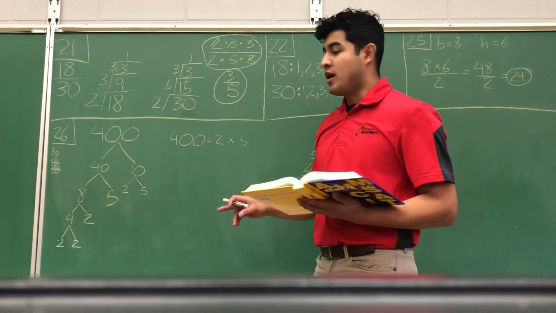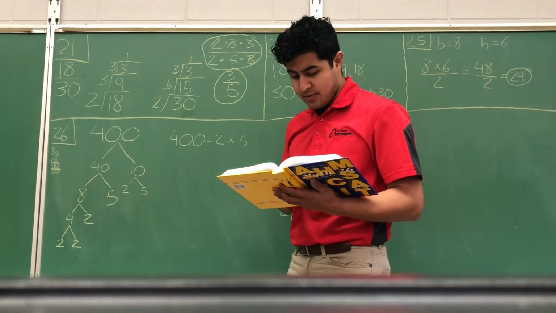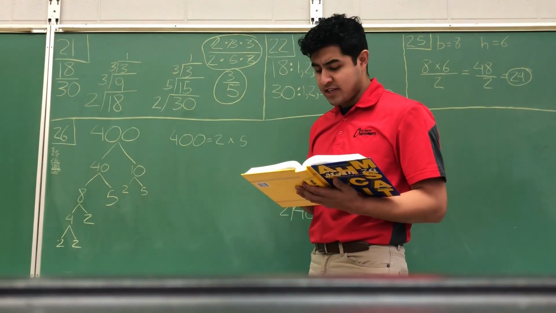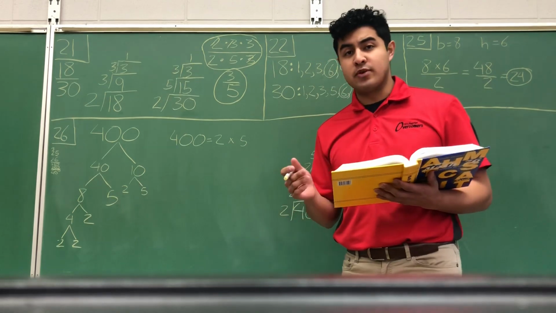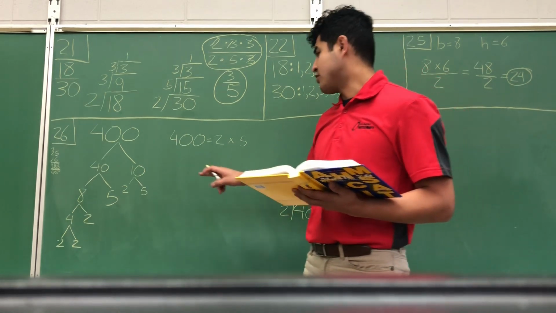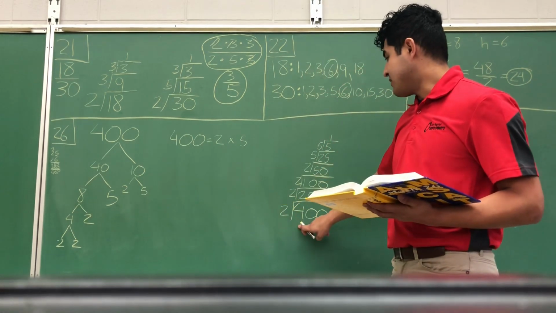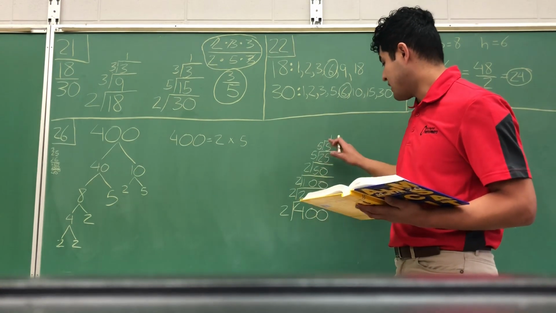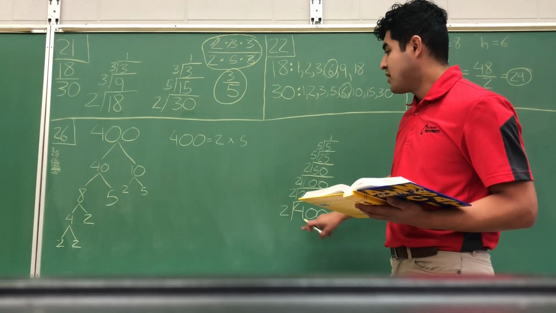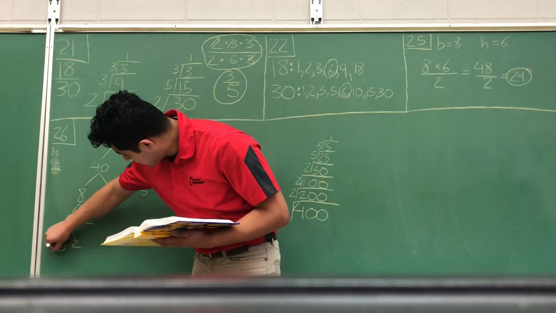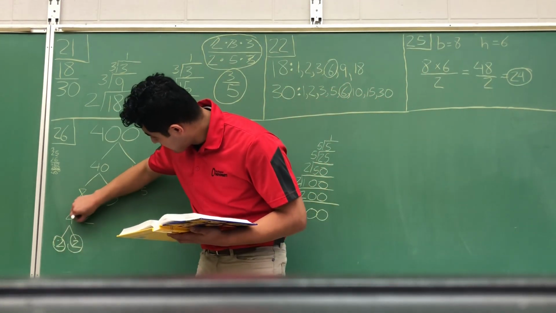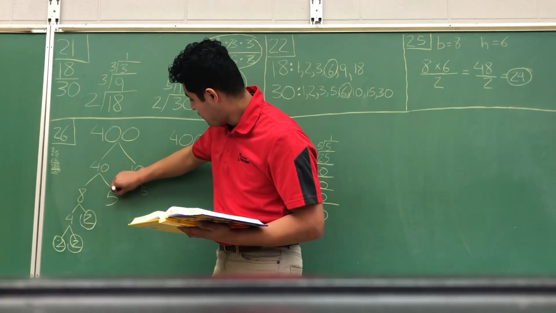Now, they're asking at the end, let me see here, to write the prime factorization of 400 using exponents, okay? And I want to explain that right here. So we'll hop over here. I wrote this out, stacking it like we usually do, but I can show you here as well.